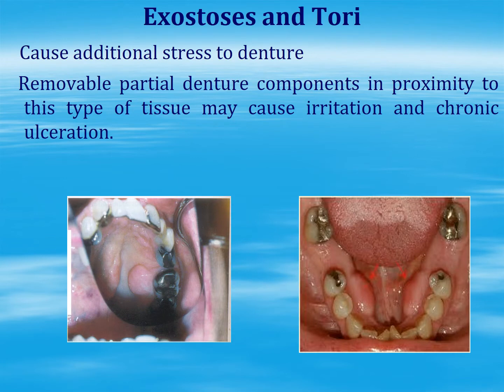Exostoses and tori cause additional stress to dentures. Placement of a partial denture component in proximity to this type of tissue may cause irritation and chronic ulceration. Chronic ulceration and irritation might be the most common result.